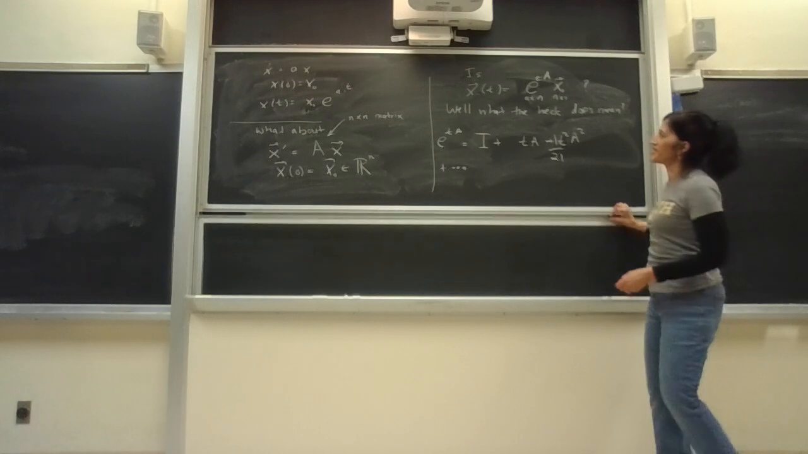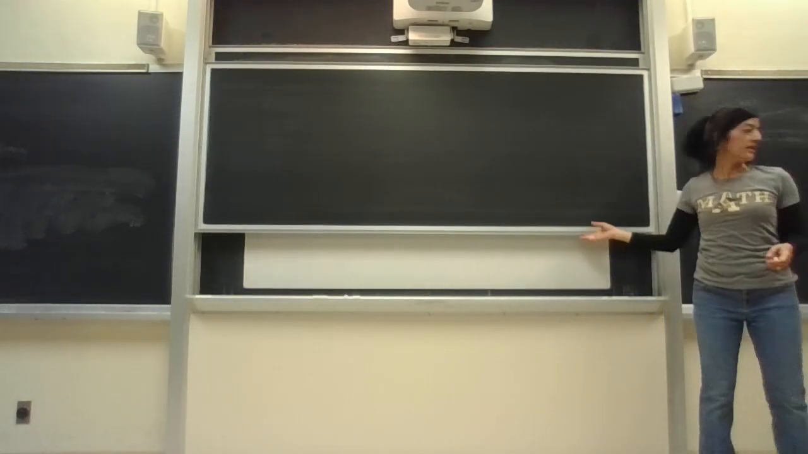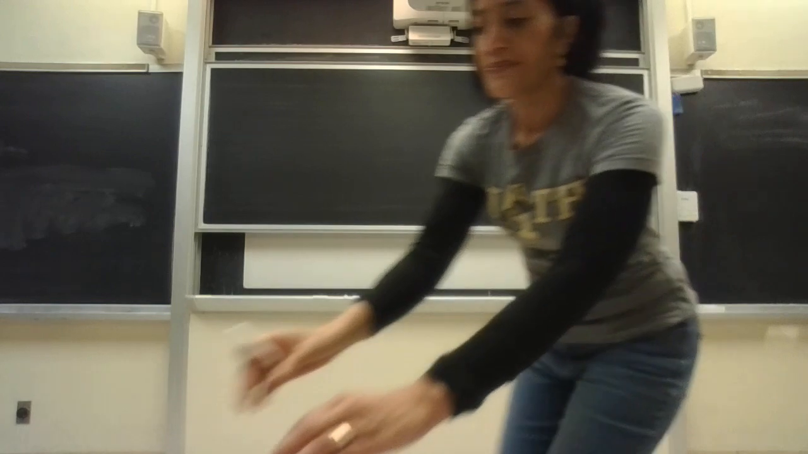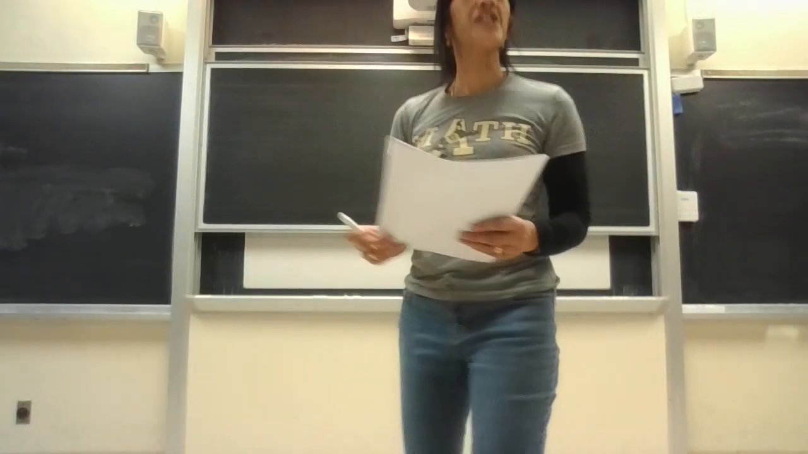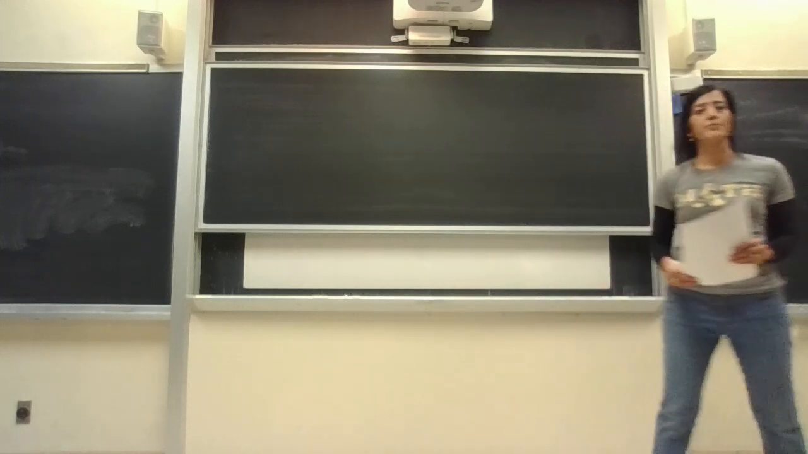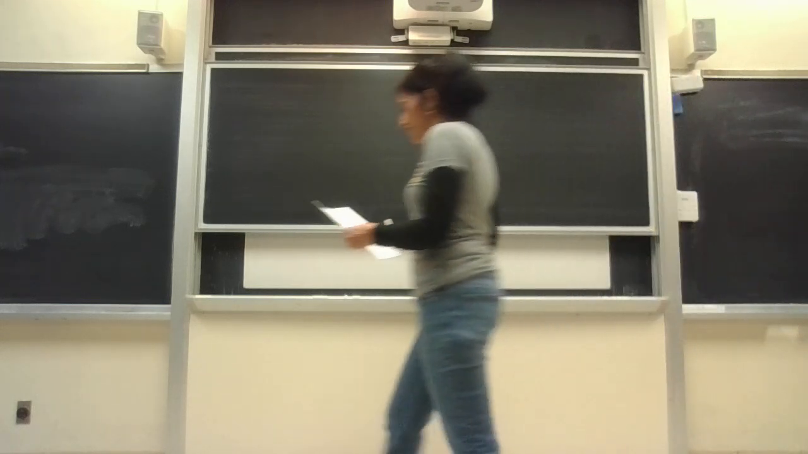Okay, so let's keep going with this. Let's take this even further. If it makes you feel better, think of the matrix as being 2 by 2, so that you can actually see something instead of like 10 by 10.